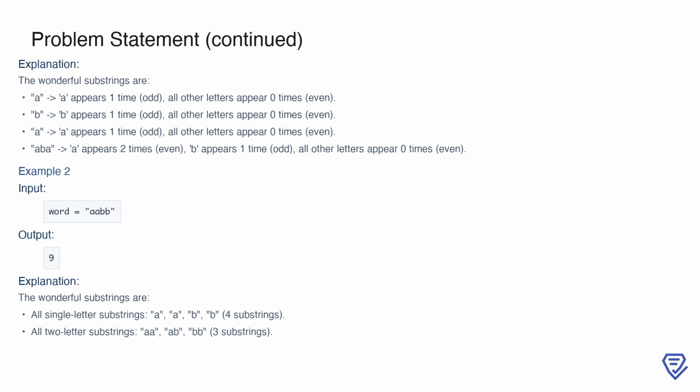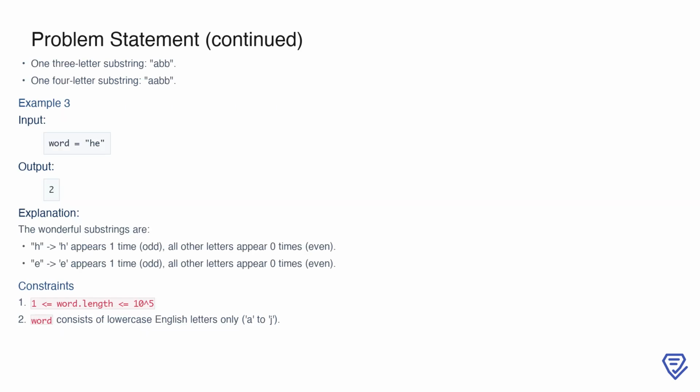For another example, if the input string is AB, the output is 9. Here, we count all single-letter substrings like A and B as wonderful, as well as two-letter substrings like AA, AB, and BB. Each of these substrings meets the condition that at most one letter has an odd frequency. In the AB example, we also have a 3-letter substring AAB and a 4-letter substring AABB that qualify as wonderful. Specifically, AAB works because A appears twice, which is even, and B appears once, which is odd. Similarly, AABB is wonderful because A and B both appear twice, making all letter counts even.